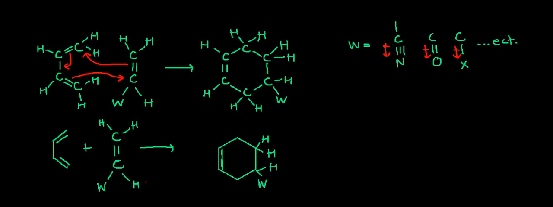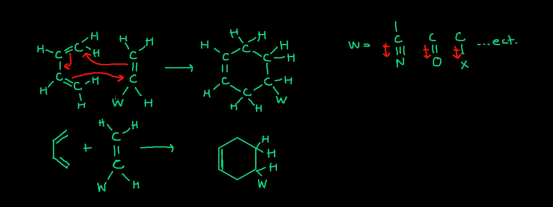The Diels-Alder reaction is a 4+2 cycloaddition to give a cycloalkene. It can be done using alkenes or alkynes. This first example is an alkene. Here is 1,3-butadiene. This is going to react with an alkene.